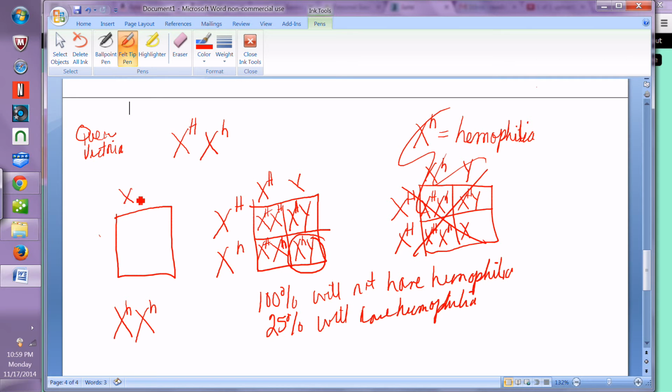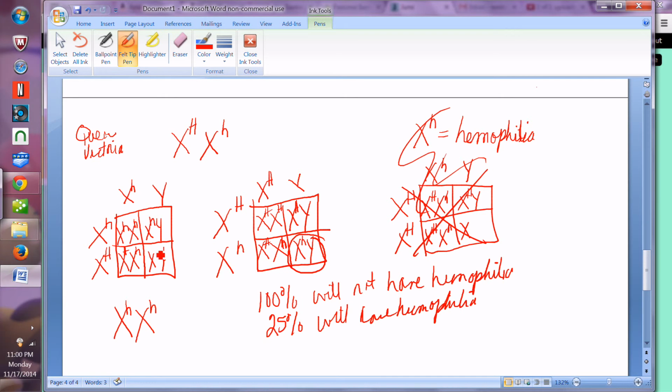And in order to get that, here's the dad, here's the mom. The male's going to have it, and the female has to be a carrier. Let's make this one not have it. Let's make it dominant. And so in this case, we would have a female that would get the hemophilia and a male that would get the hemophilia.